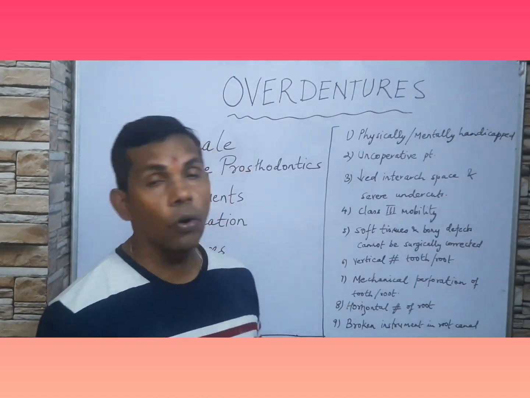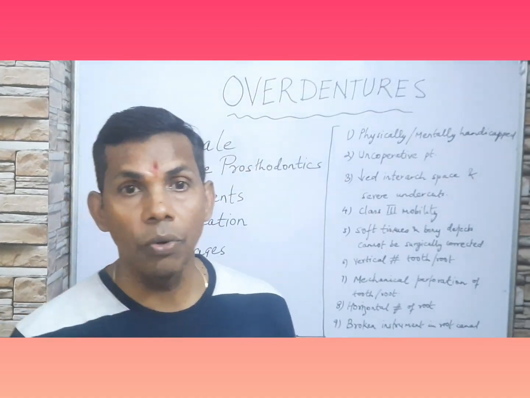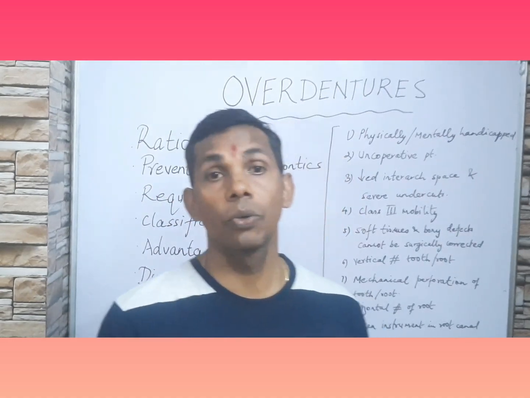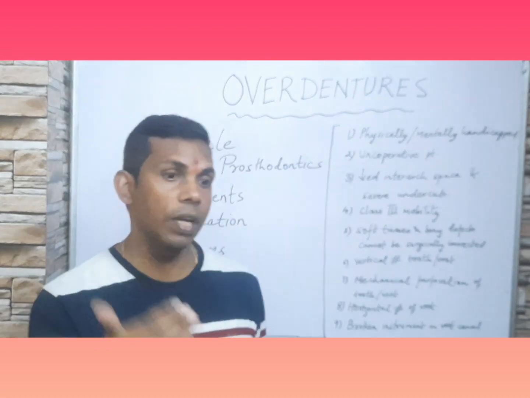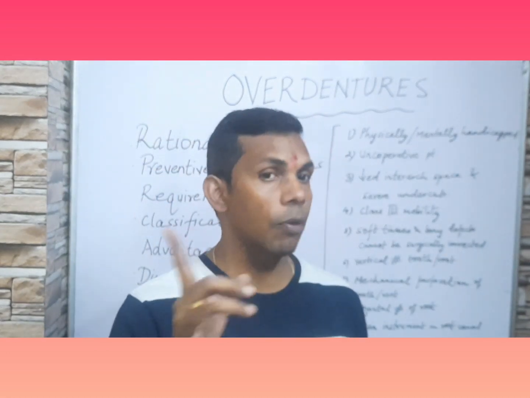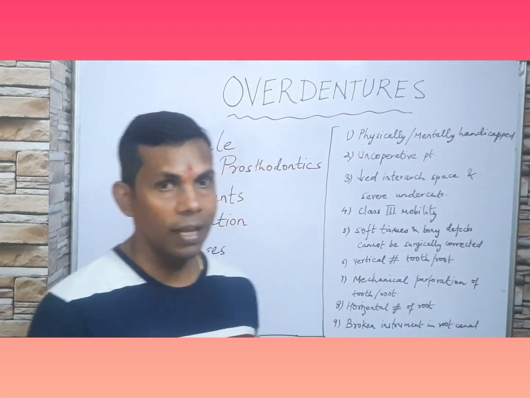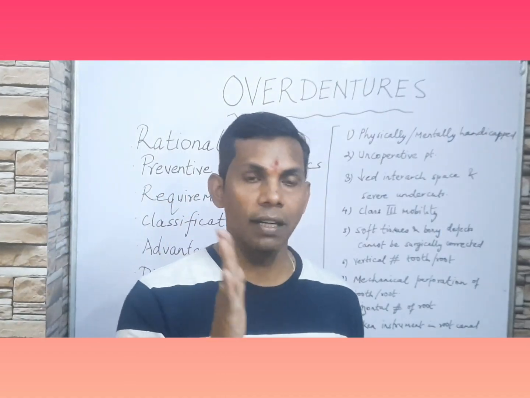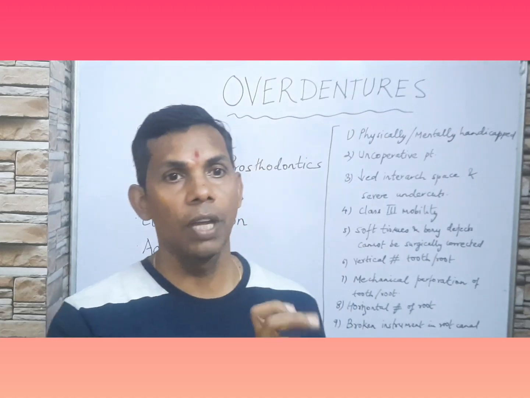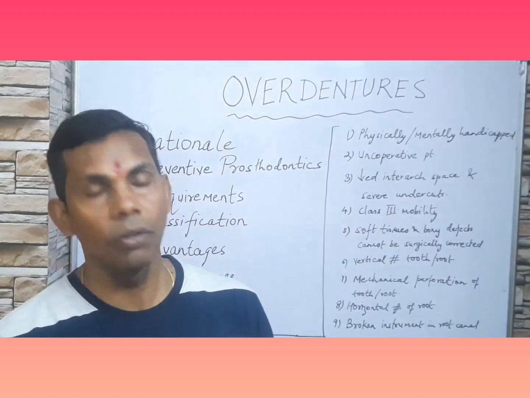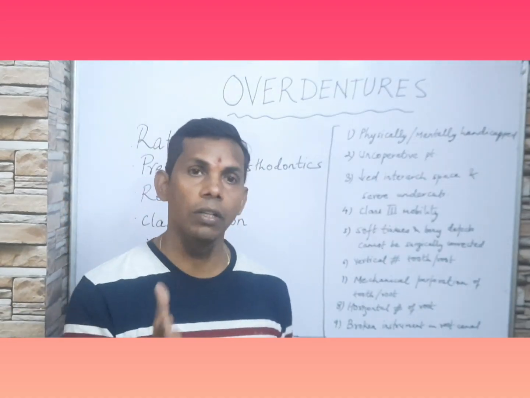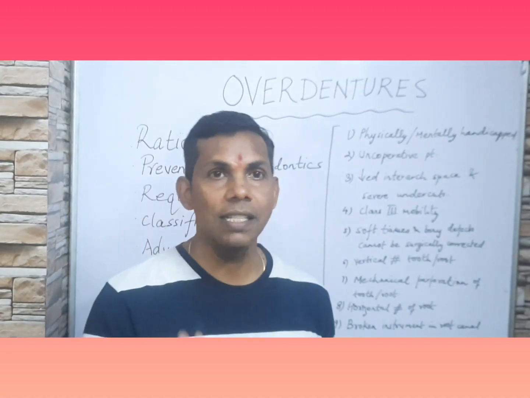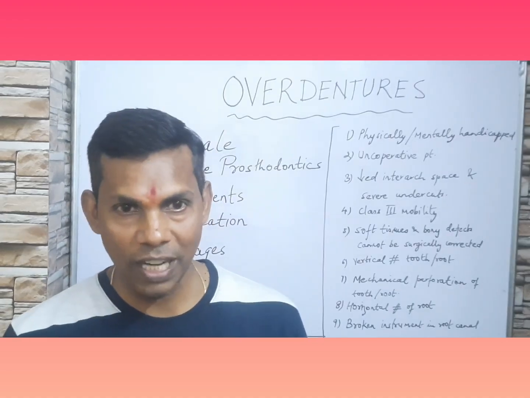Next is the broken instrument in the root canal. So if you have done an endodontic treatment of the natural tooth and you know that you have broken an instrument which may give you a problem later on, it's better to extract such a tooth. And of course, tell the patient that this is what is being done. So we are going to remove the tooth and then you give a complete denture, or you take support from the other remaining teeth. So this is part 1 of our overdenture discussion.